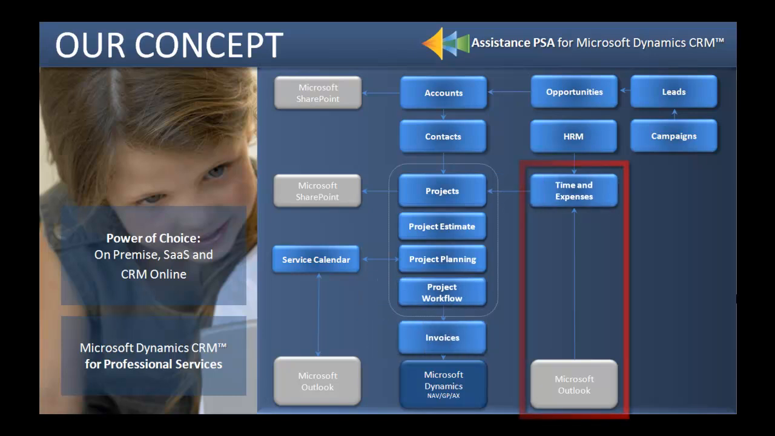The time and expense module of Assistance PSA is completely and seamlessly integrated with Outlook, and you can also integrate Assistance PSA with our Assistance HRM module. This overview demo will focus on the basic functionalities of Assistance PSA: projects, project estimate, time and expenses, invoices, and of course project management through our BI tool.